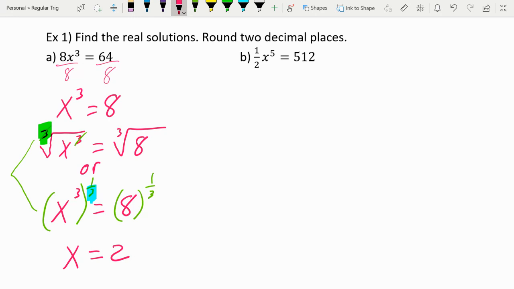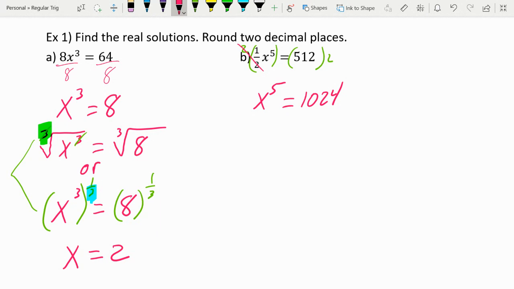Now let's look at this one. I have 1/2 of x to the 5th. Well, how do I get rid of that 1/2? Let me multiply both sides by 2. All right, multiply both sides by 2, because those 2's cancel each other out, and I'm left with x to the 5th is equal to 1024. Now, how do I get rid of x to the 5th?